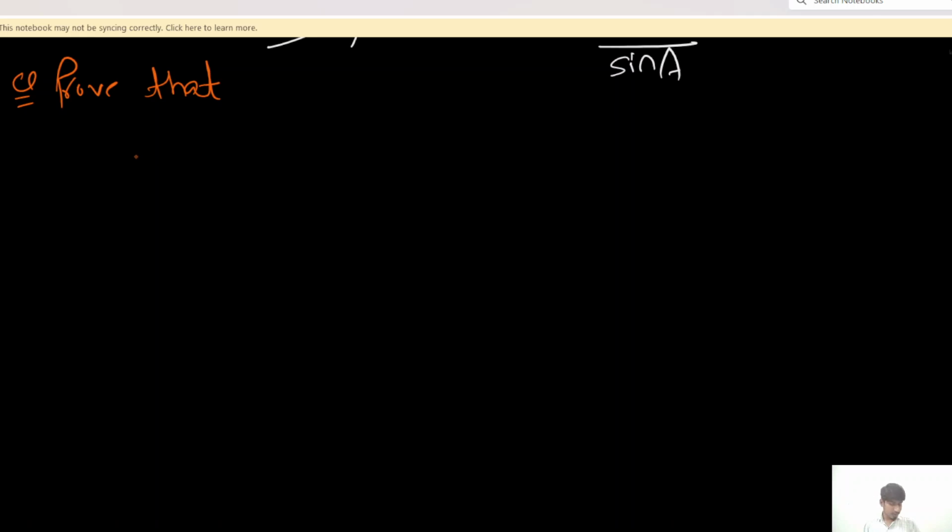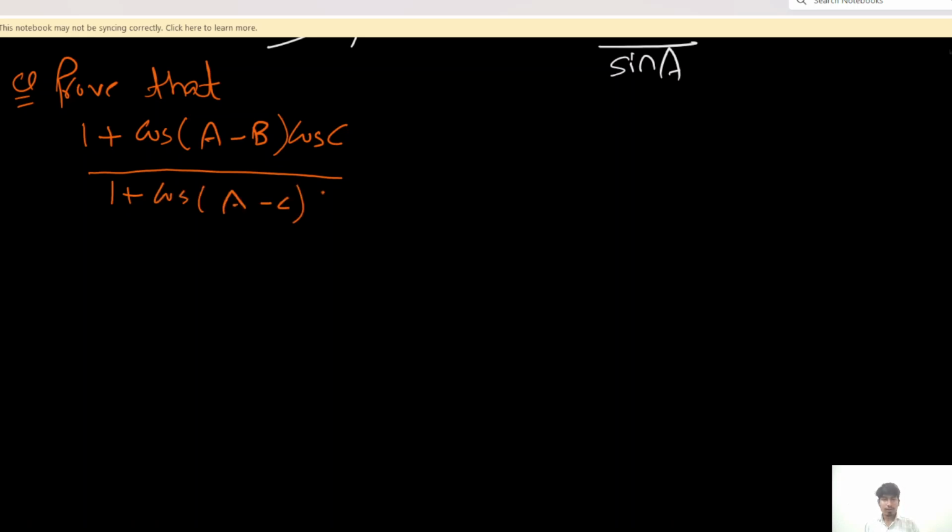We have to prove that (1 plus cos(a minus b) into cos c) divided by (1 plus cos(a minus c) into cos b) is equal to (a square plus b square) upon (a square plus c square). Okay students, this we have to prove. Let's do it.